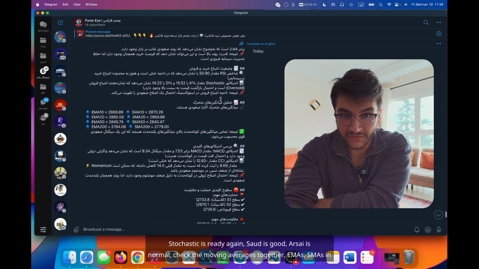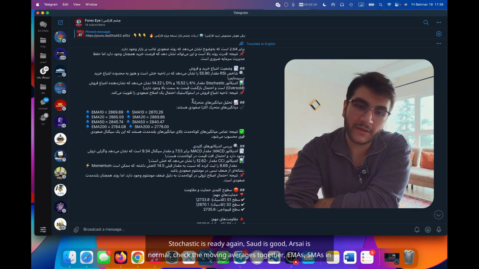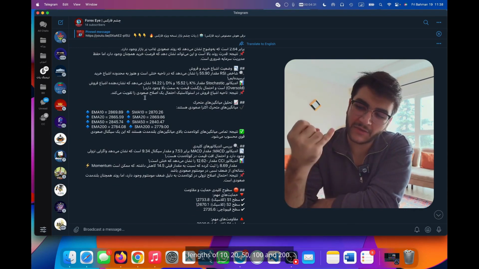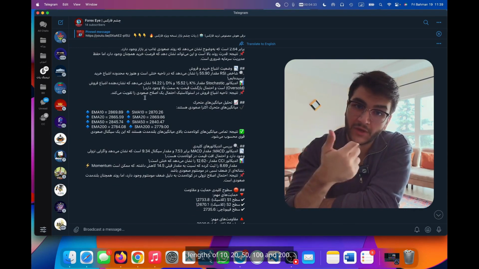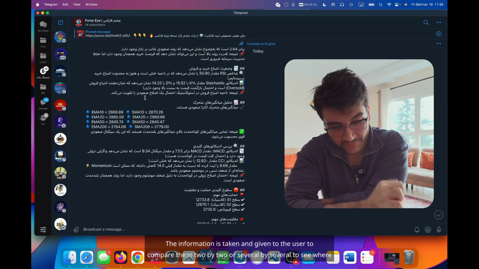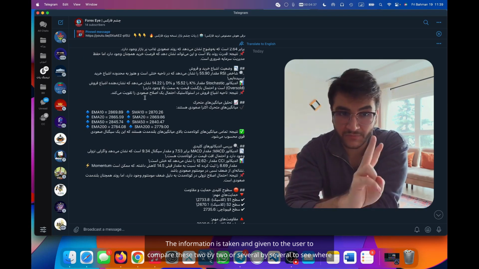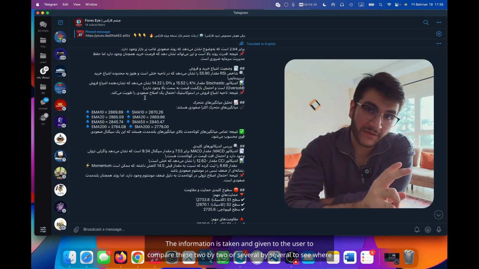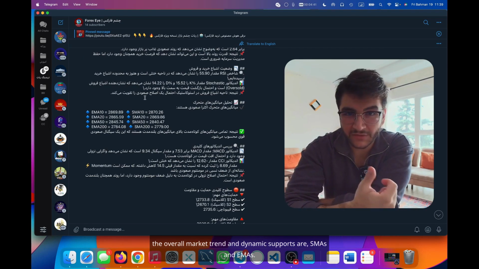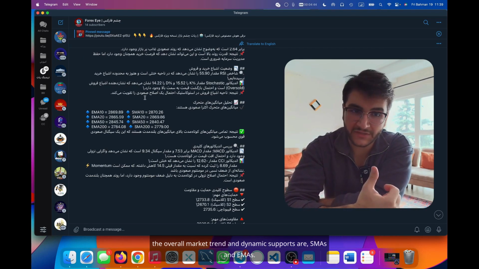Stochastic is ready again. MACD is good. RSI is normal. Check the moving averages together: EMAs and SMAs in lengths of 10, 20, 50, 100 and 200. The information is taken and given to the user to compare these two by two or several by several.